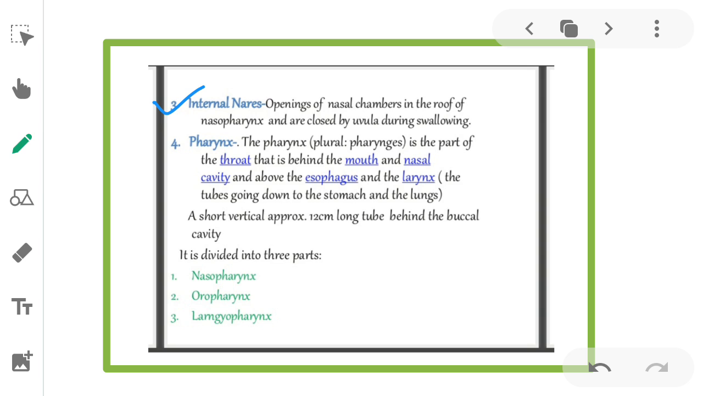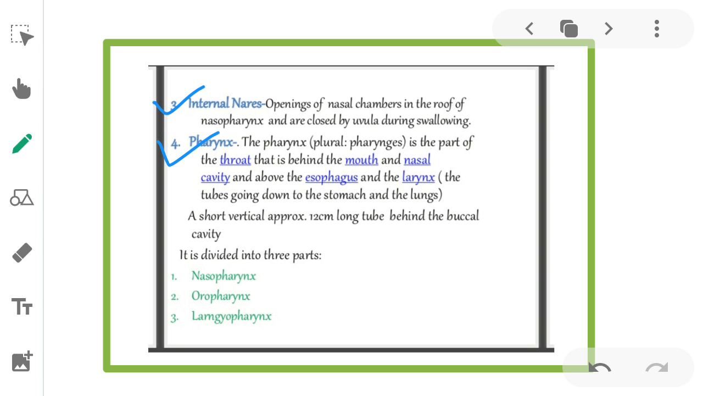Internal nares are the openings of nasal chambers in the roof of the nasopharynx and are closed by the uvula during swallowing. Next, we'll study about the pharynx. The pharynx is the part of the throat that is behind the mouth and nasal cavity and above the esophagus and the larynx. It is a short vertical tube, approximately 12 cm long, behind the buccal cavity.